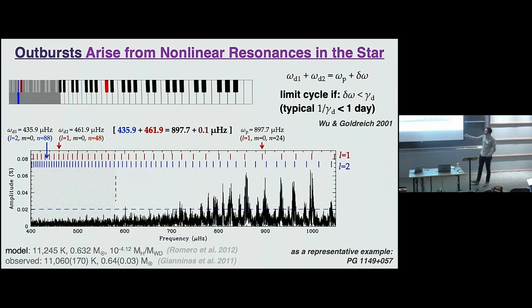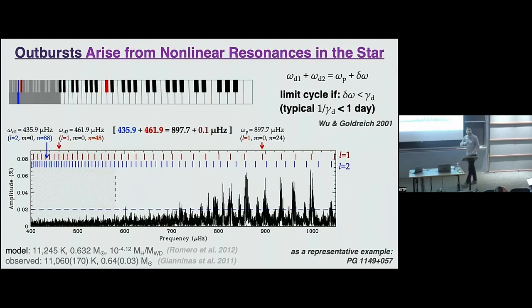But this L=2 mode and this L=1 mode could add together to get you this parent mode. And so it's very likely that those daughter modes are leaching energy from that parent mode. That energy is rapidly dumped in the convection zone, heats up the surface of the star, and gives us these outbursts. So this was something that Yanqing Wu and Peter Goldreich pretty much predicted 20 years ago for Yanqing's thesis.